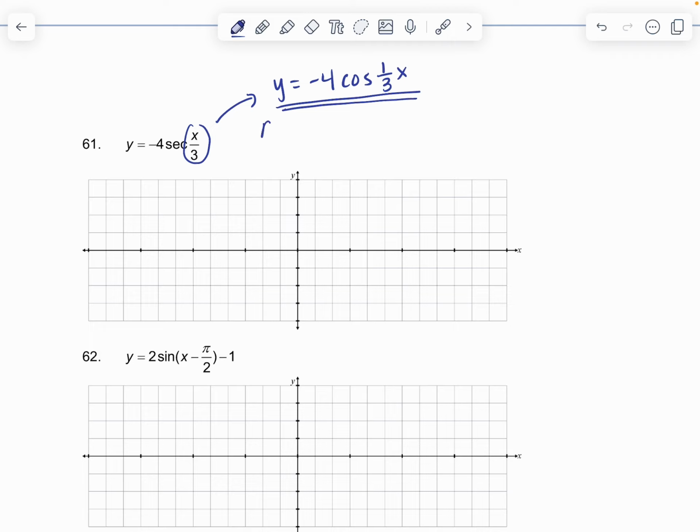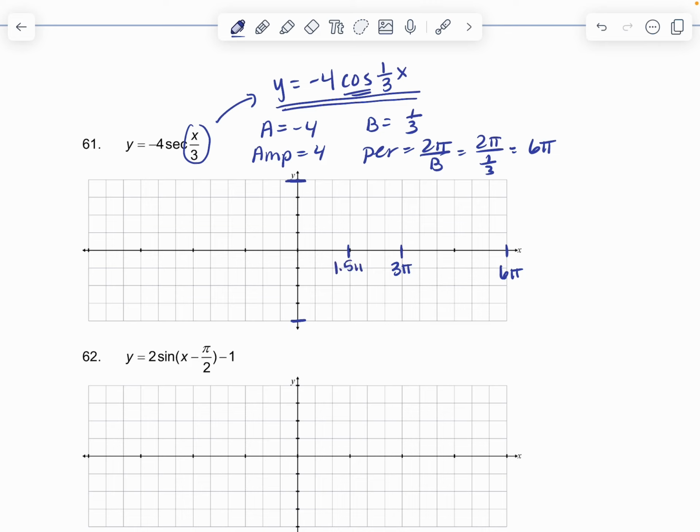Okay, so my a value is going to be the -4, which means that my amplitude is 4. So that means I'm going to go up 4 and I'm going to go down 4. My b value is the 1/3, which means my period for cosine is 2 pi over b. Plugging that in, you're going to get 2 pi over 1/3. Multiplying by the reciprocal, you're going to get 6 pi. So labeling this, you have 6 pi, then 3 pi, then 1.5 pi, and then this middle one's going to be 4.5 pi.